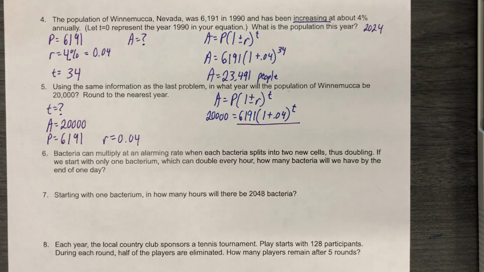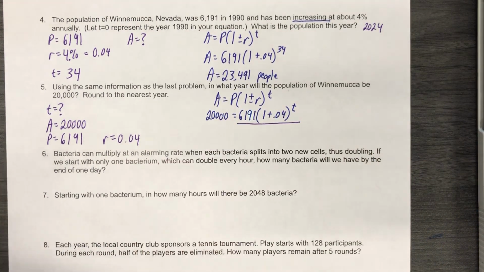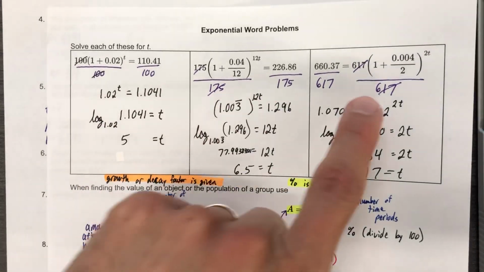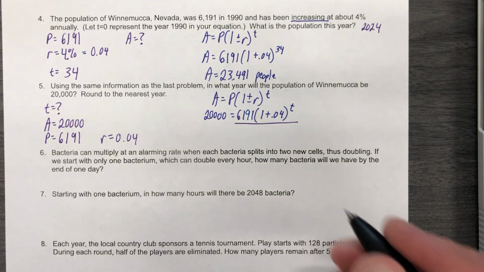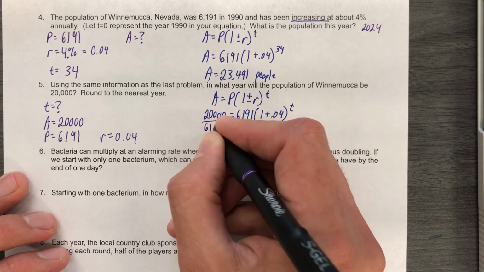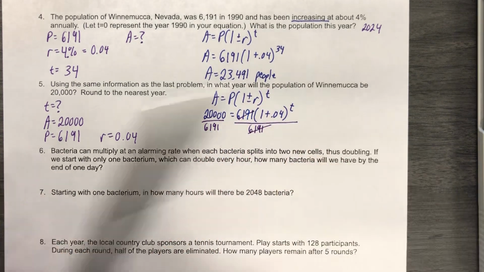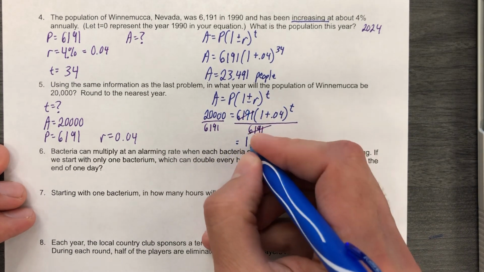Now, this is going to look a little familiar. We don't have a variable by itself like we did here, but what we do have is some of these situations where we're like, oh man, we got to solve for an exponent. So solving for an exponent is going to involve a logarithm. So 6191, 6191, we're going to cancel those out. And over here, let's do the easy part first. 1 plus 0.04, that's 1.04.